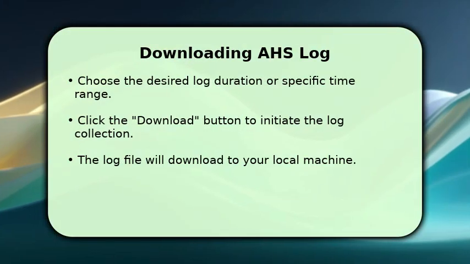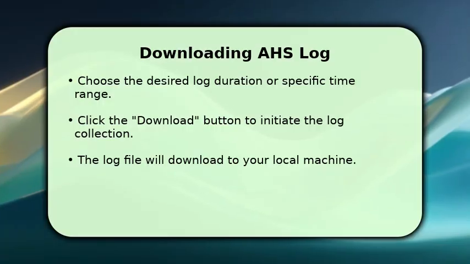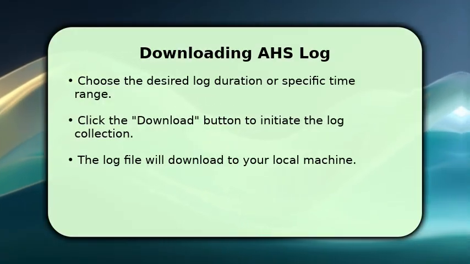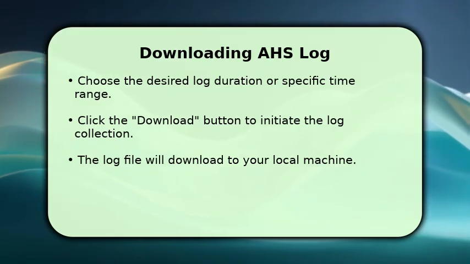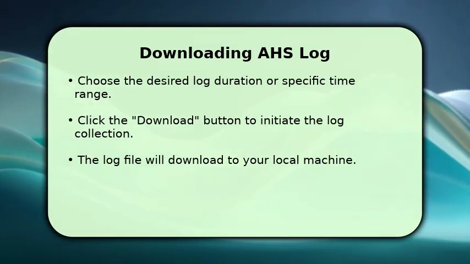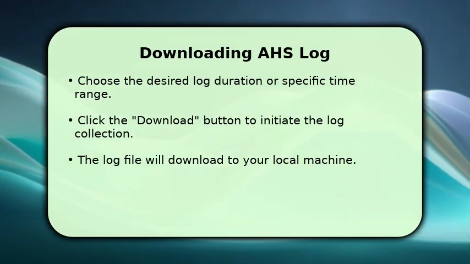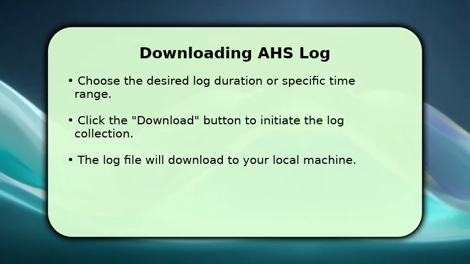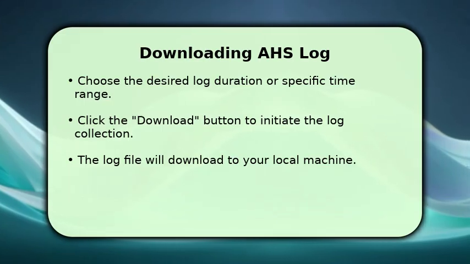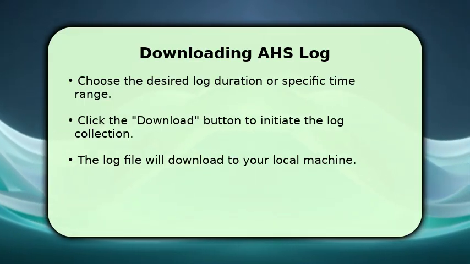On the Active Health System Log page, you'll see options to specify the log duration. You can select a specific time range or a predefined period. Once you've made your selection, simply click the Download button. The iLO will then generate and download the AHS log file directly to your computer, usually within a few moments.